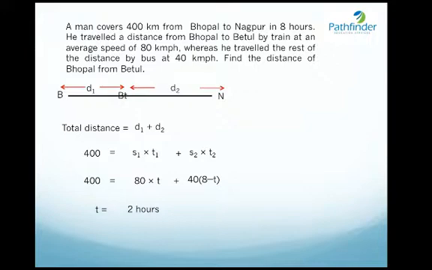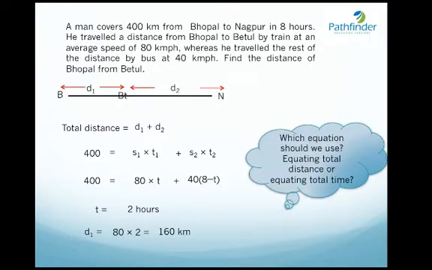But we are not only required to find the time traveled to Baitul, but we are required to find the distance of Bhopal from Baitul. And the distance d1 can be calculated as speed 80 km per hour into the time, that is 2 hours, and therefore the distance is equal to 160 kilometer.